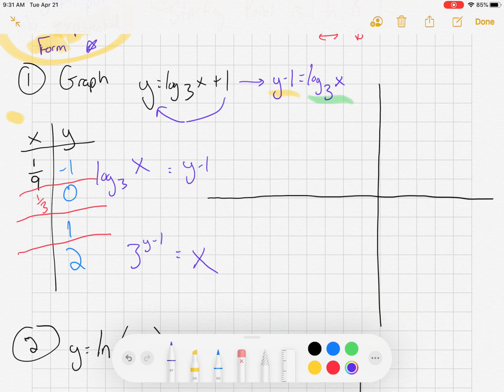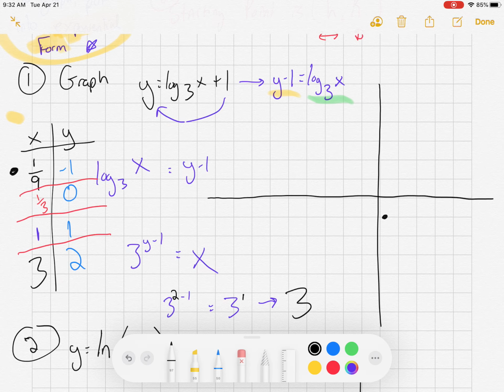Okay, next up, let's plug in 1. Oh boy. So we get 3 to the 1 minus 1 power. 1 minus 1 is 0. Any number to the 0 power is 1. So 1, 1. Next up, we're going to do the same thing, but we're going to plug in a 2. 2 minus 1 is 1. 3 to the first power is 3. So 3, 2.